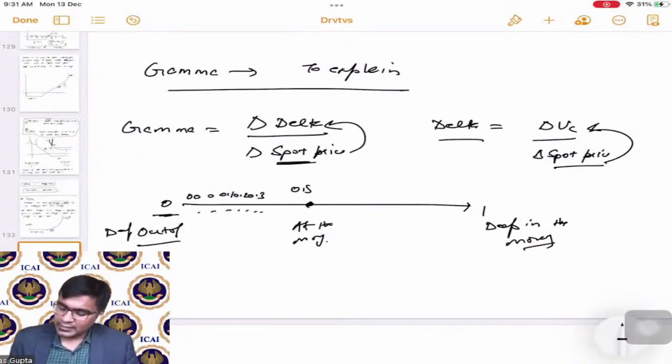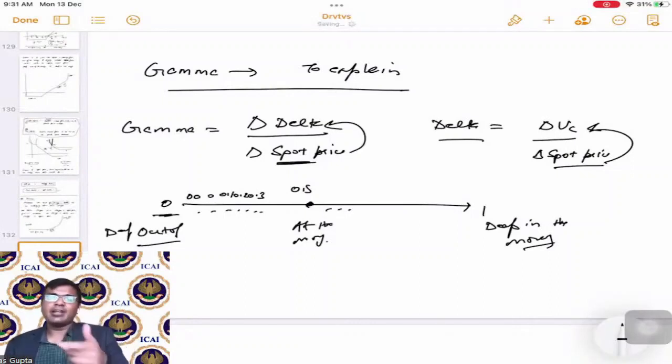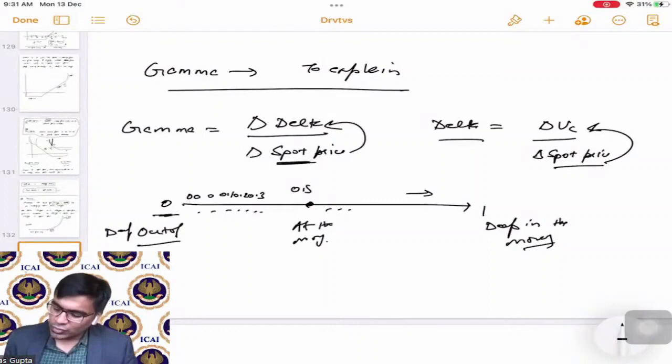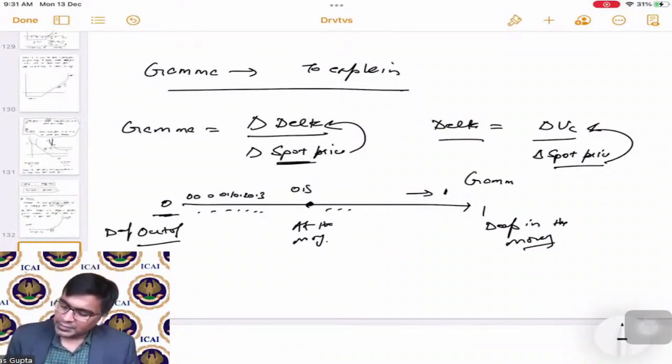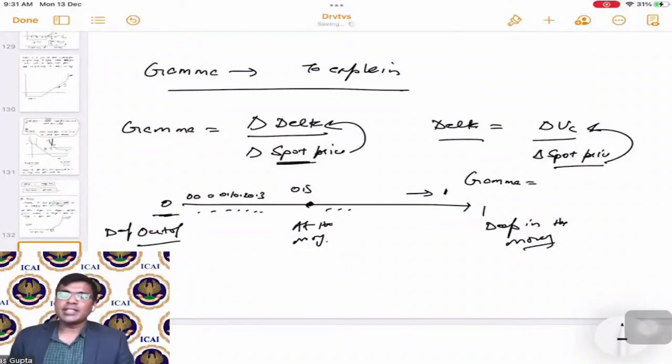Then again, the change in delta will be higher at the money. But once it is going near deep in the money, it will be 1 only. So 1 will not change now, correct? Hence, gamma will be 0 here. Gamma will be 0 because 1 is not going to change. But gamma here will be very high as delta is changing rapidly.